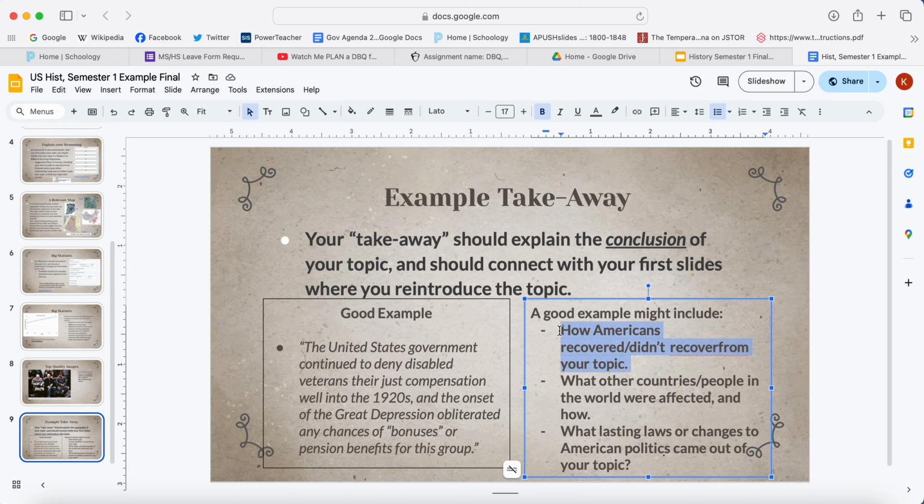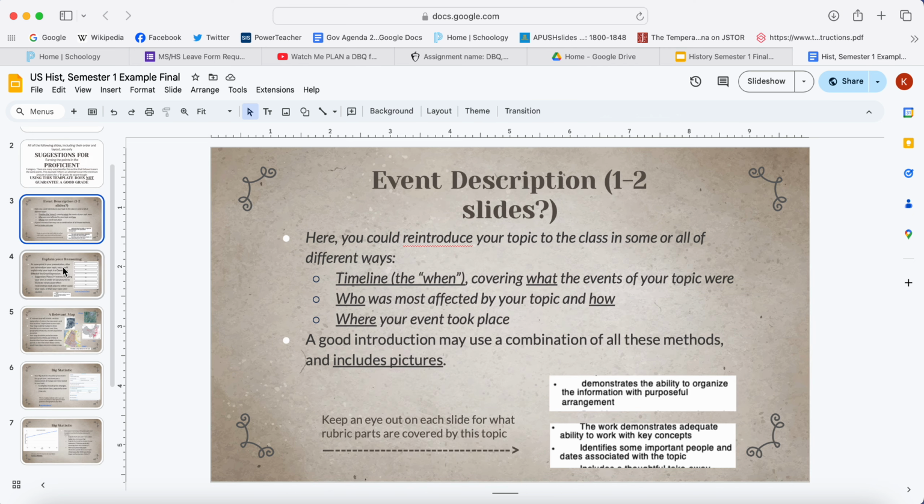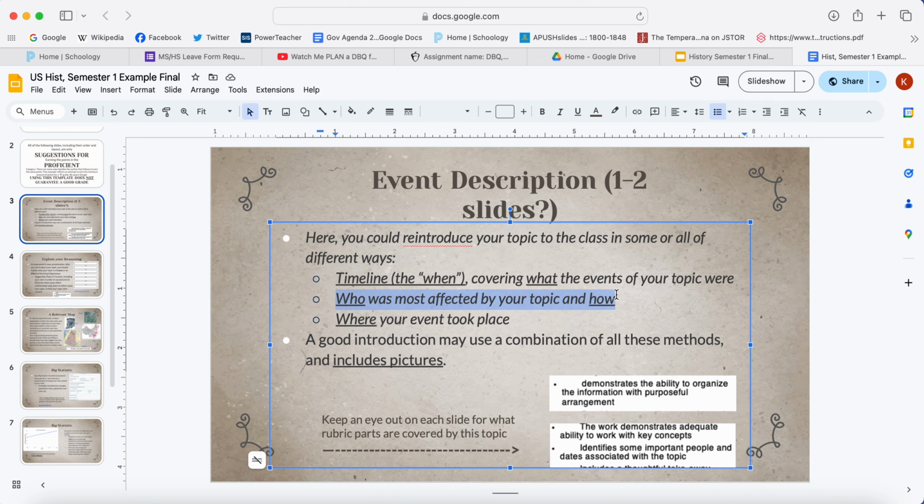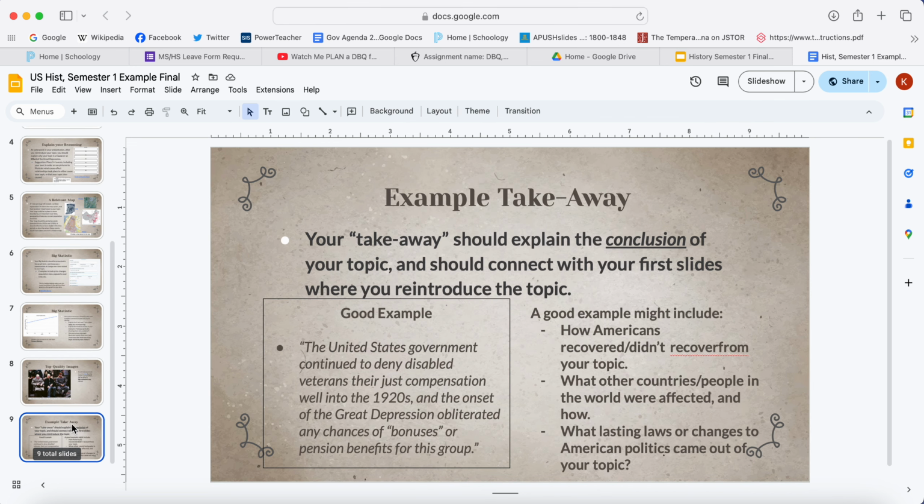that maybe less homelessness over the course of FDR's first and second administration could be counted in the number books in the census. Well, we're talking about how Americans recovered there, and that could connect back to your original first slide when you discuss who was most affected by your topic and how. To establish that continuity, you just need to look back on how you originally talked about the topic, and then how progress was made on your topic over time.